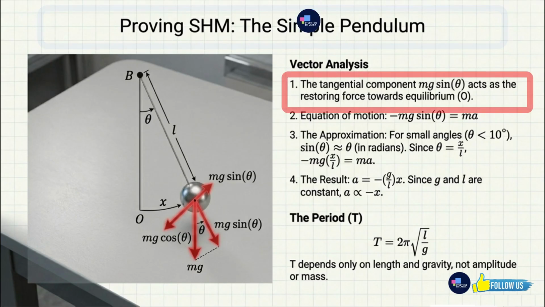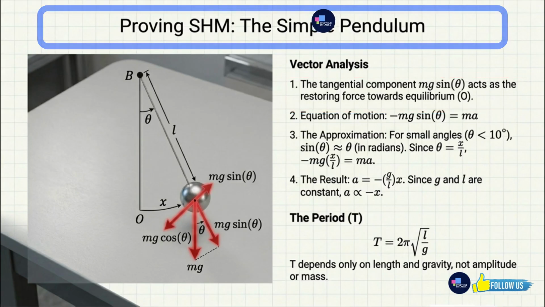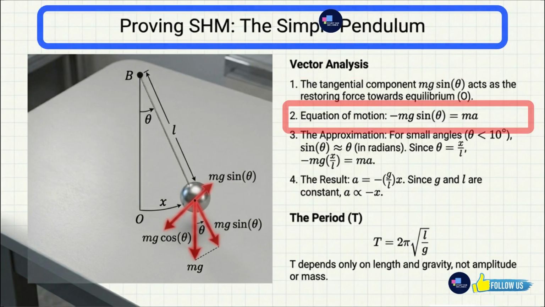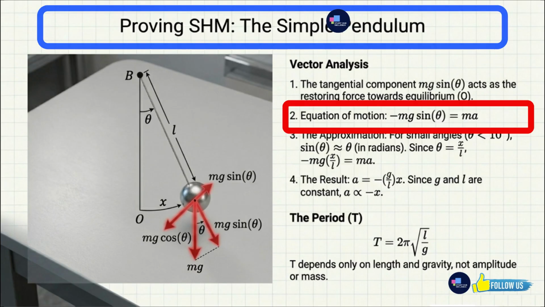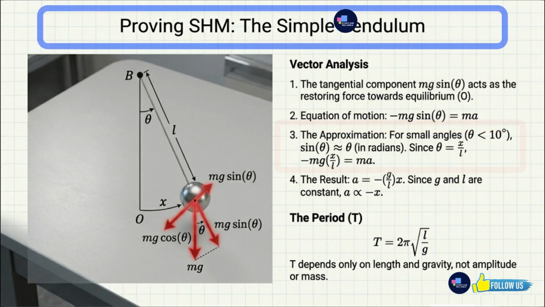Step 1. The weight, mg, acts straight downwards. We resolve this, and we find that the tangential component acting as the restoring force, pulling it back towards the center, is minus mg sin theta. Step 2. Bring in good old Newton's second law, F equals ma. So minus mg sin theta equals ma. Now, step 3 is our secret key here. It's the small angle approximation.